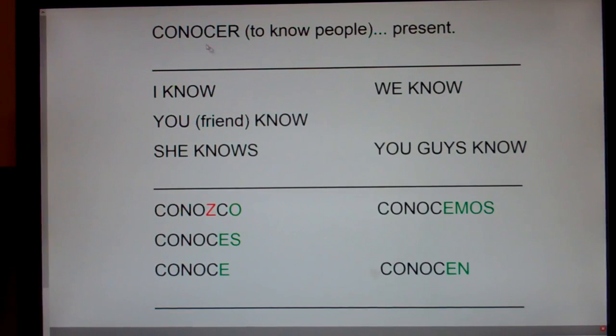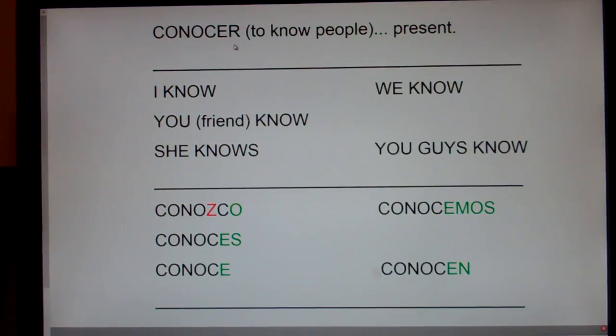Now, verbs that end in CER or CIR, like conocer, producir, traducir, the yo form has a Z. Produzco, traduzco, conozco. So that's called a Z verb. And I'll be honest, this is more of a Spanish 2, Spanish 3 concept. Okay, you'll see it a little bit in 1 and 2, but mostly it's Spanish 3. All right, so that's conocer, to know people or to be familiar with places in the present tense.